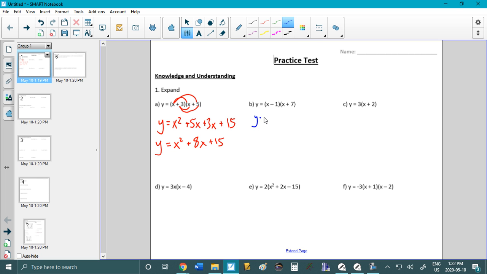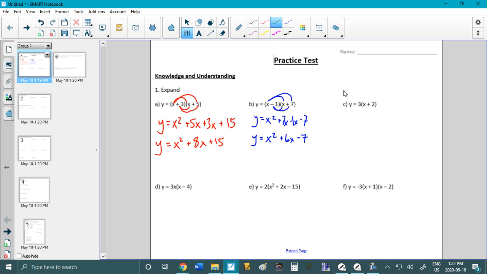Next one, same idea. I FOIL, so x squared plus 7x. And here's our first negative coming up next. So negative 1 times x is negative 1x. And then negative 1 times positive 7 is minus 7. Then we collect our like terms. 7x minus 1x is 6x minus 7.